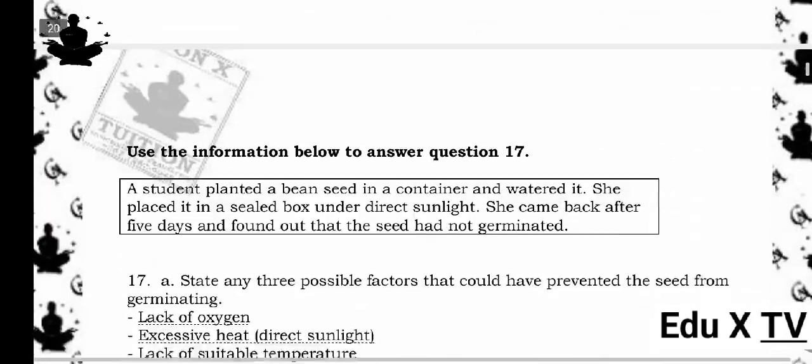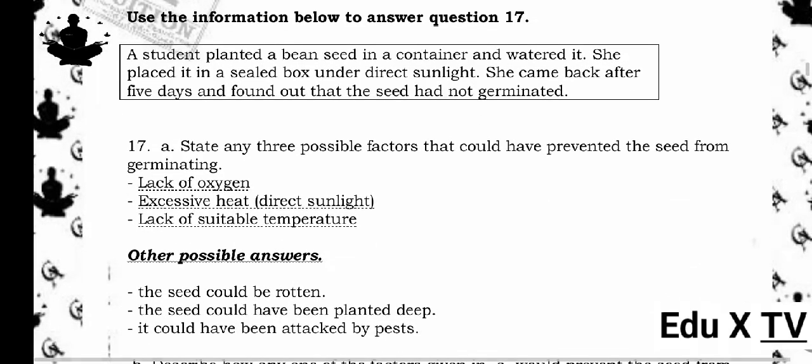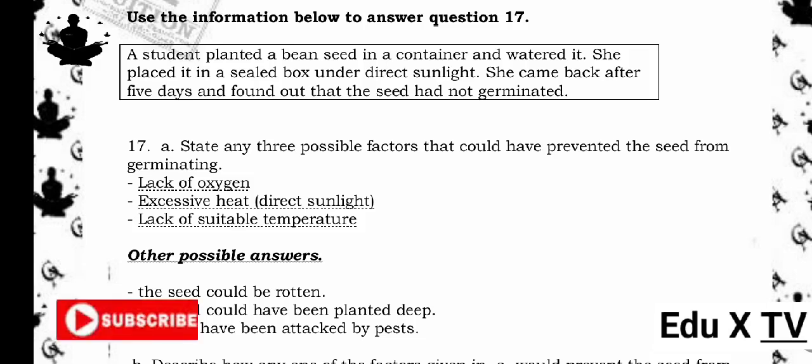Use the information below to answer question 17. A student planted a bean seed in a container and watered it. She placed it in a sealed box under direct sunlight. She came back after 5 days and found out that the seed had not germinated. 17. A. State any 3 possible factors that could have prevented the seed from germinating. Lack of oxygen, excessive heat, direct sunlight, lack of suitable temperature. Other possible answers: the seed could be rotten.